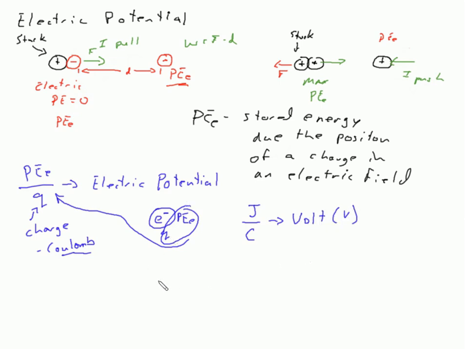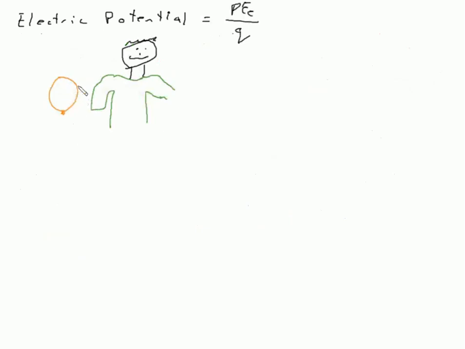So let's try a sample problem. You may recall I took the balloon in class and rubbed it on my sleeve. The idea was to charge up the balloon, and we know we charge the shirt as well. So you took some negative charges that were here, rubbed them off onto the balloon, and we got a negatively charged balloon. So let's say in that process I did about 2.2 joules of work in moving those electrons over.